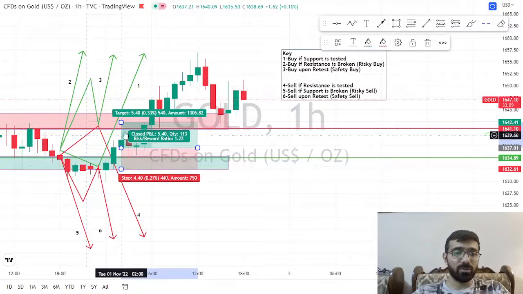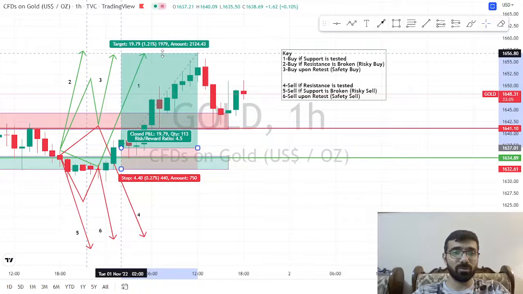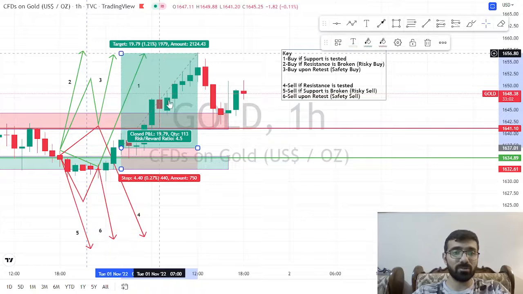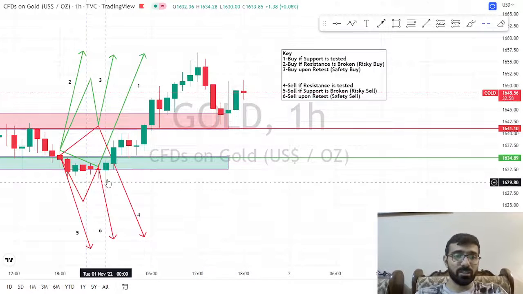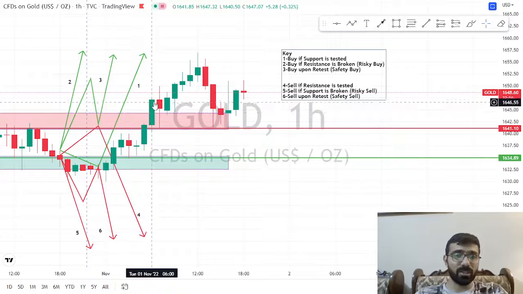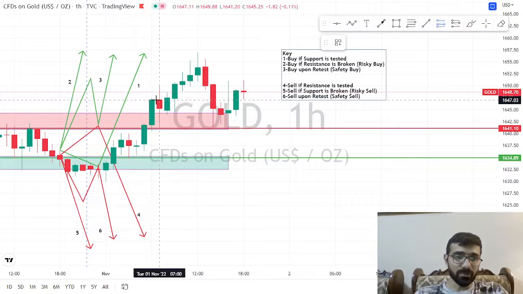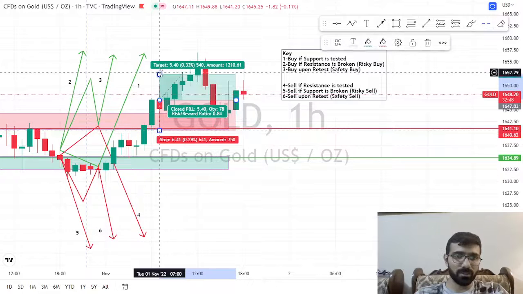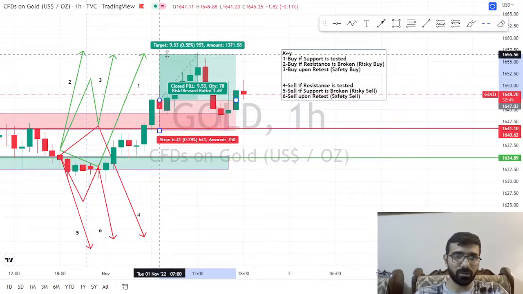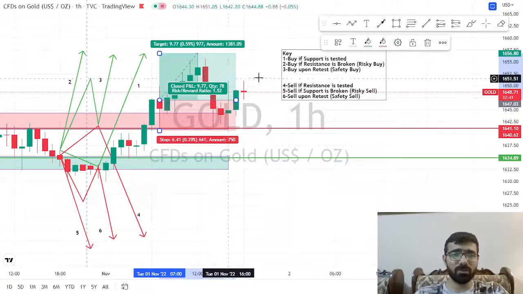So over here, if you would have continued this trade, it would have given you a 4.5% profit. And if you would have taken a risky buy entry over here, your stop loss will be approximately here and your take profit will be approximately here. So this trade would have given you a 1.5% profit.